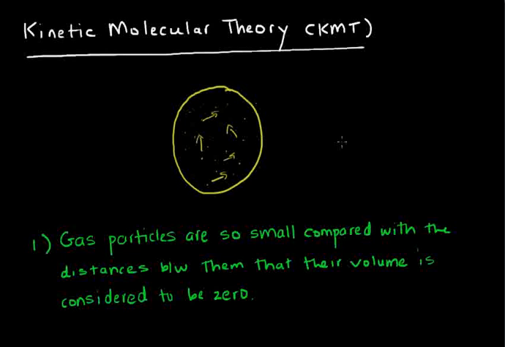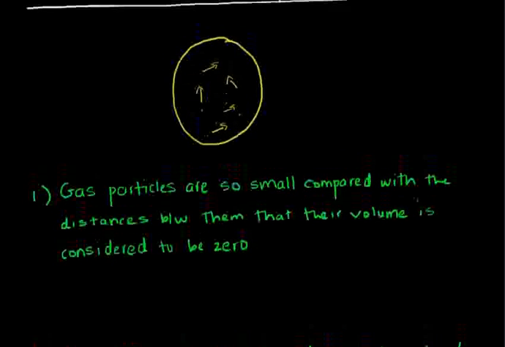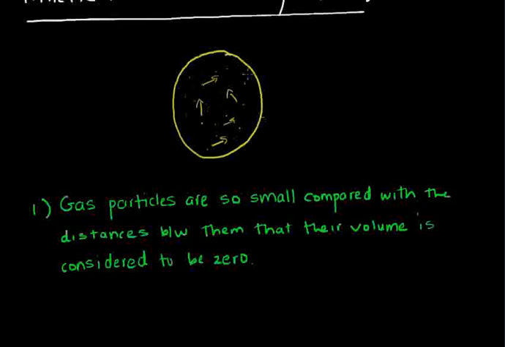They're almost like grains of rice in a maraca, just being shaken about and not really interacting with one another or their environment. The first tenet of the kinetic molecular theory follows from our little discussion of the grains of rice theory, if you will. It states that gas particles are so small compared with the distances between them that their volume is considered to be zero.